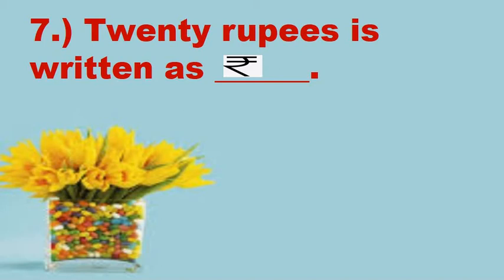Number 7. 20 rupees is written as rupees dash. We have the number name twenty, so we should fill this blank with the numerical value for the same, which is 20. 20 rupees is written as rupees 20.